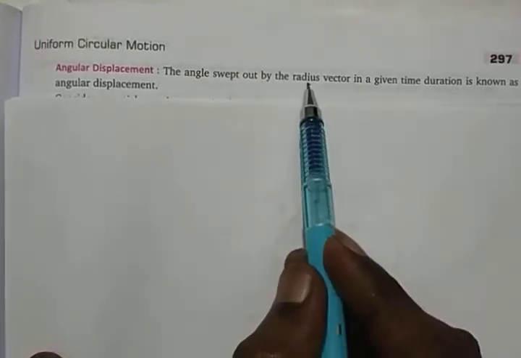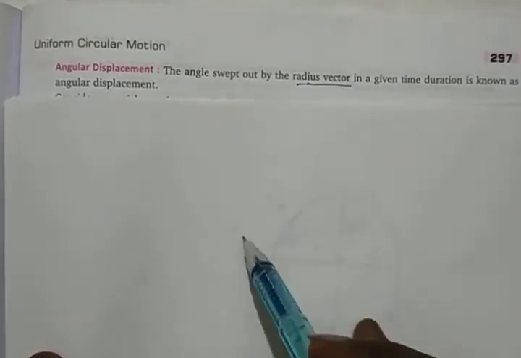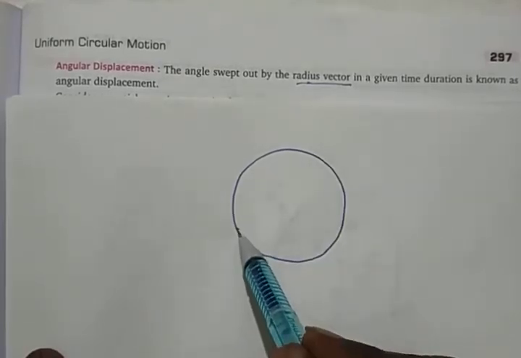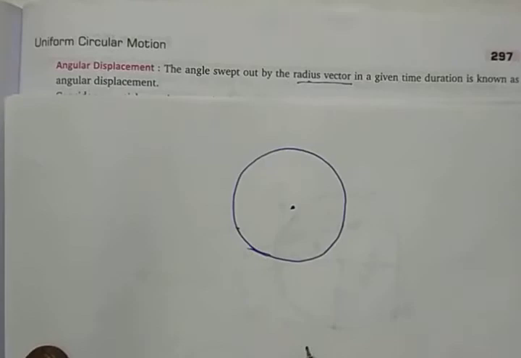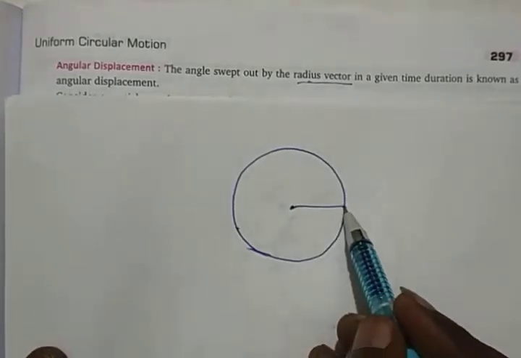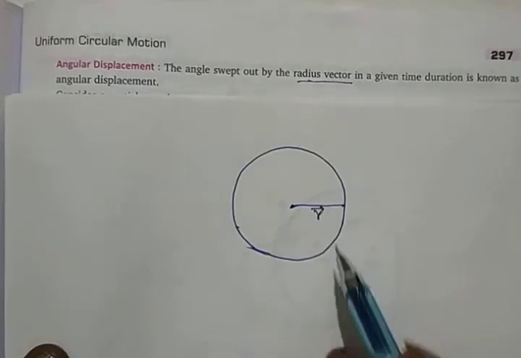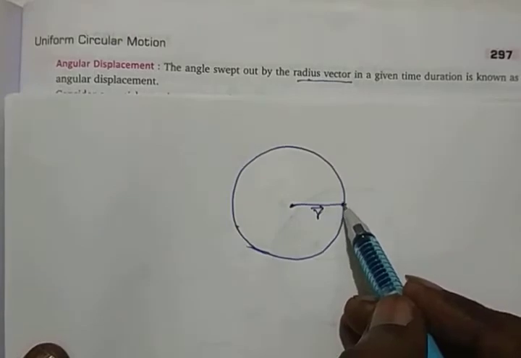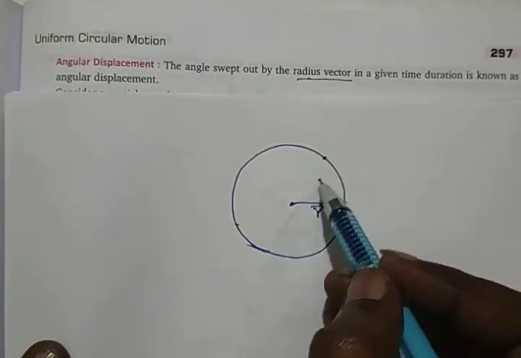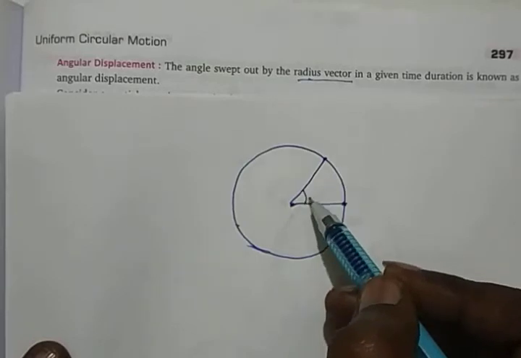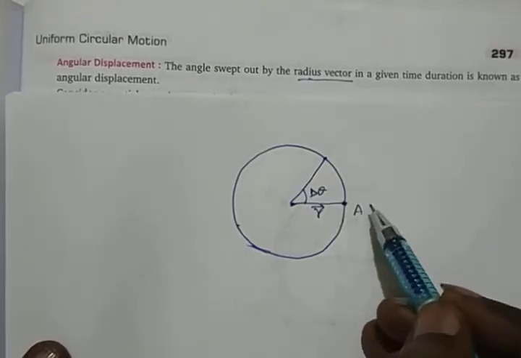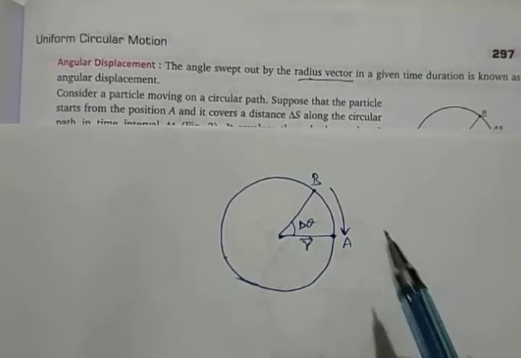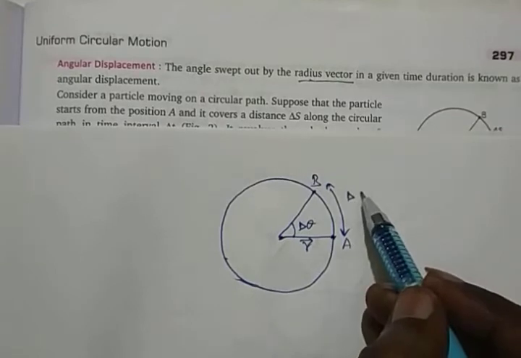Now there is one word called radius vector. How can a radius be a vector quantity? Now there is a circular path and this is the radius. It is shown as a vector quantity here. Now from this point the displacement takes place to this point here, right? And it sweeps an angle of delta theta. From A to B it goes. Now what is that from here to here? This is called delta S.